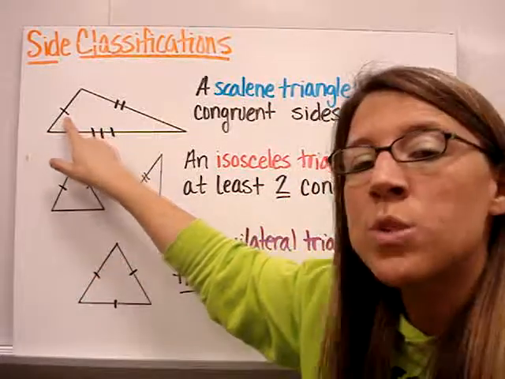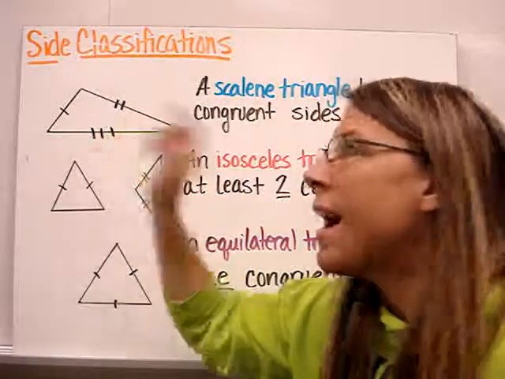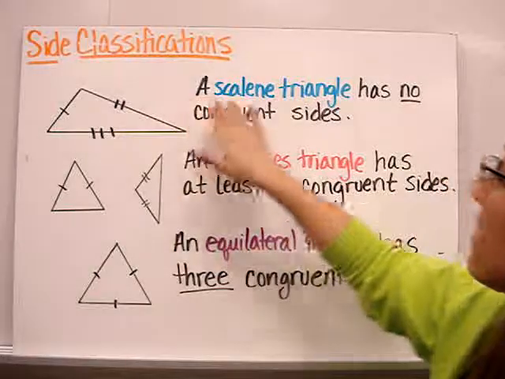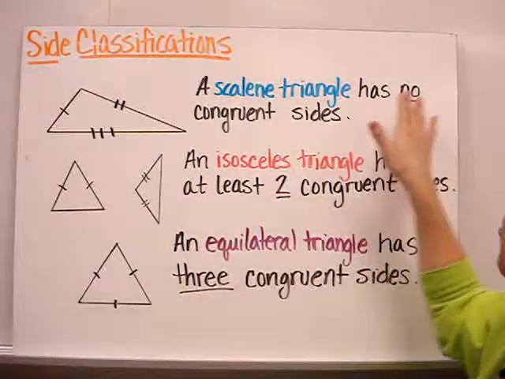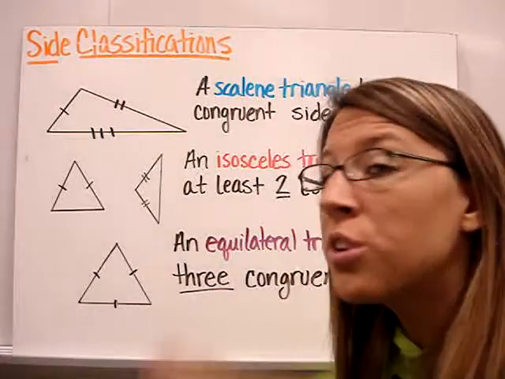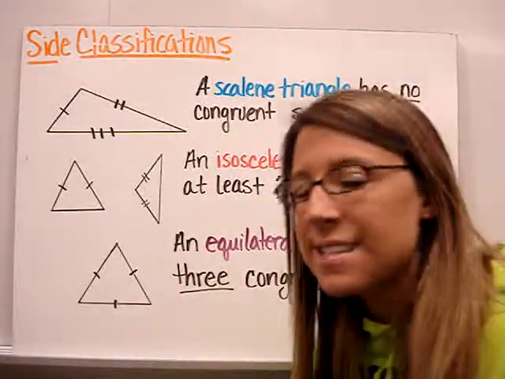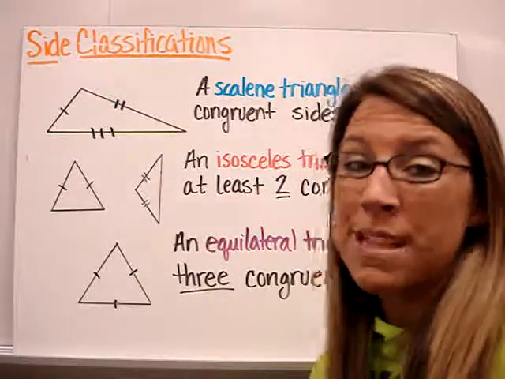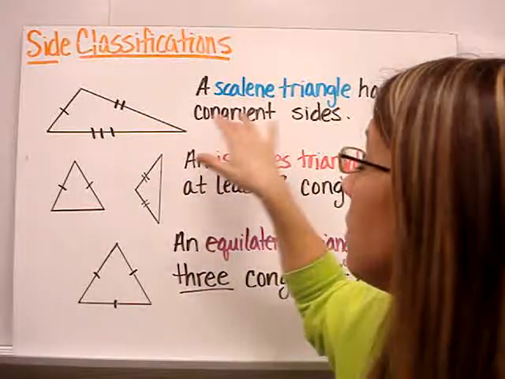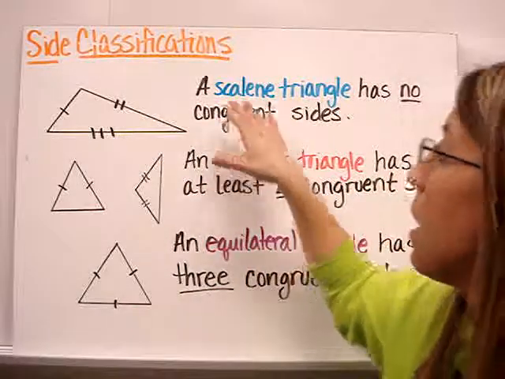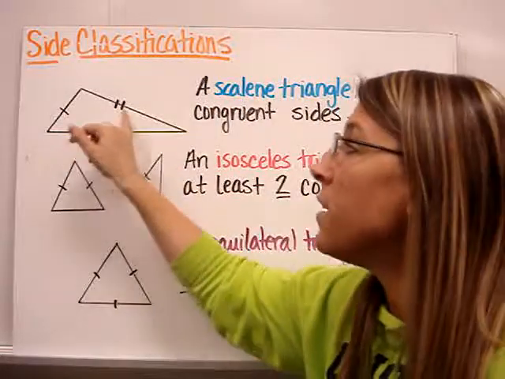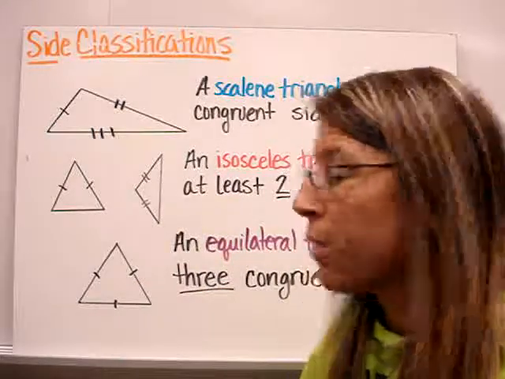So because this side has one tick mark, this side has two, and this side has three, they are all different lengths. So this is called a scalene triangle. And a scalene triangle has no congruent sides. And in case you weren't sure, that word congruent means exactly the same size, exactly the same shape. It means basically identical to. So congruent means exactly the same. And so a scalene triangle has no congruent sides, so that means none of the sides are the same length.